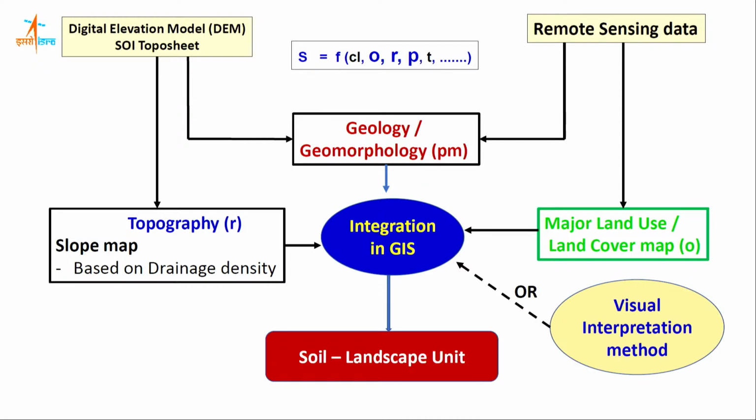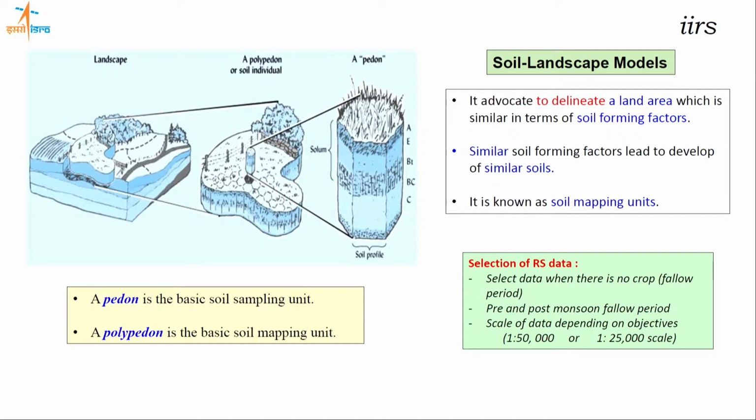And this can be done by visual interpretation method, and in general this is the suggested method and is followed by all soil survey organizations. Because here it is shown, suppose this is the landscape, or this is your area, and this area we have to delineate, or we have to make the polygon, and this polygon should be in such a way that it should be similar in soil forming factors. If they are similar in soil forming factors, then it will develop similar soils.